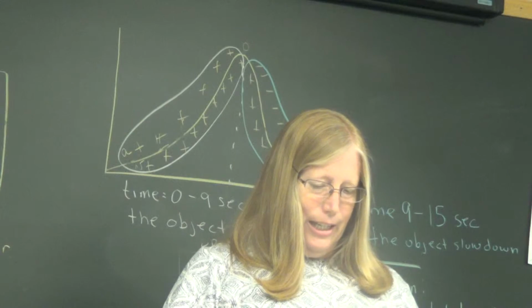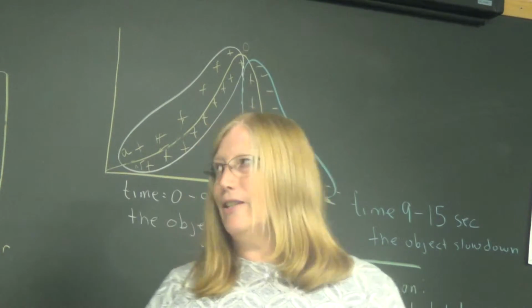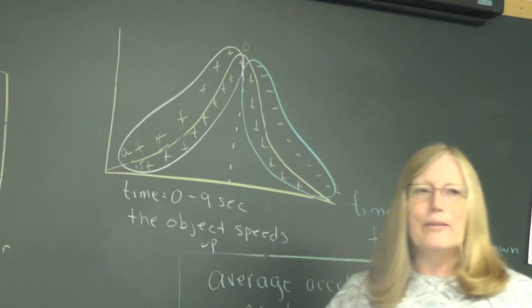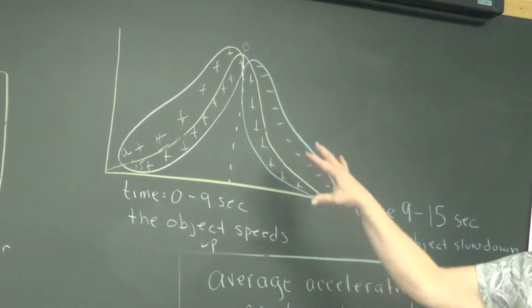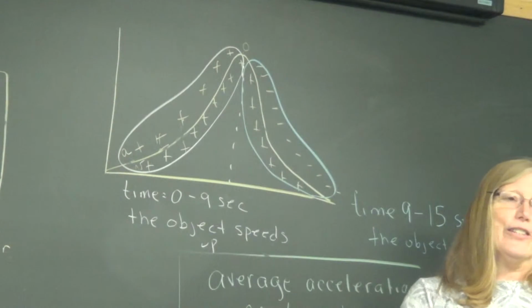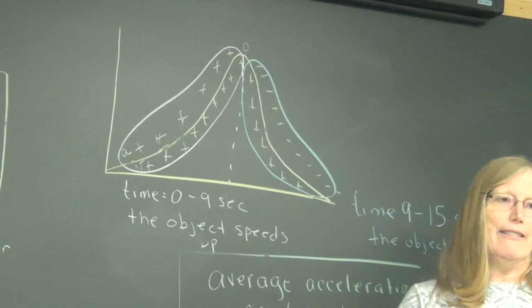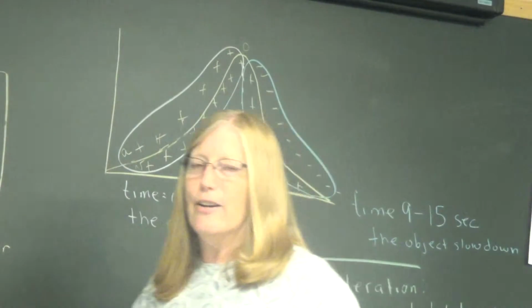That will end our discussion today. I bet you were wondering as well: what's the area under a velocity versus time graph? What is the area under it?